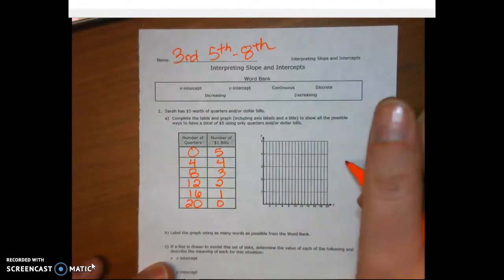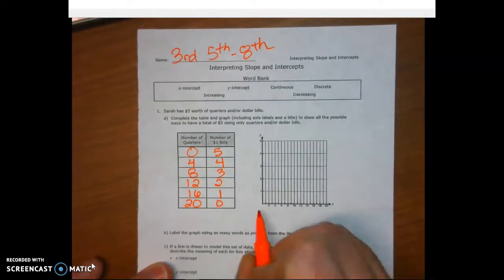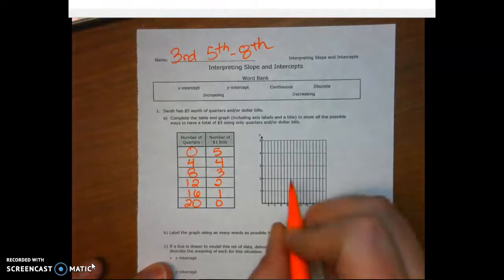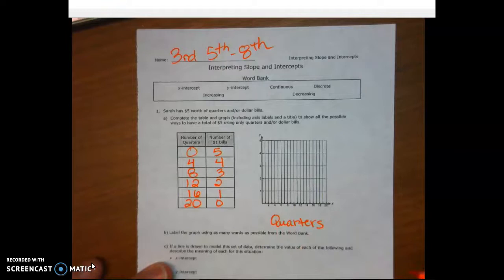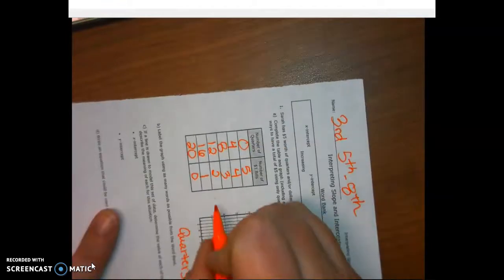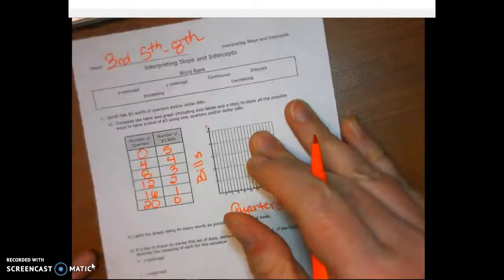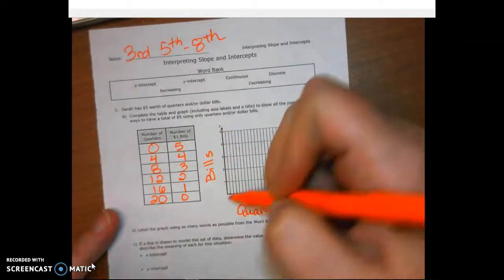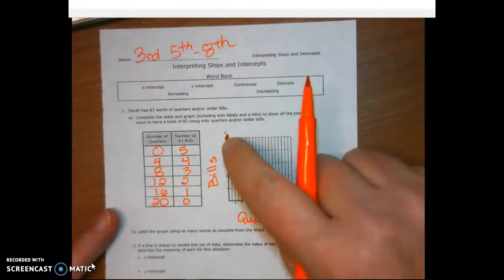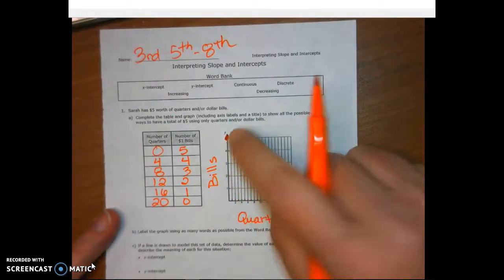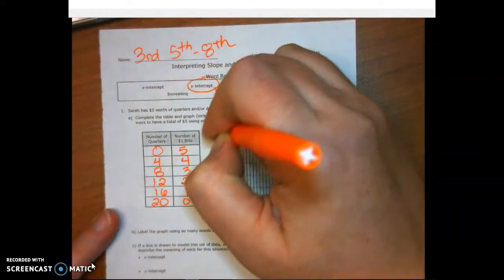Okay, so let's graph this now. Where do I put what? This one goes to 20, so I'm guessing quarters goes down here, and I'm going to put bills over here. Okay, so now I can graph. All right, 0, 5. Now what's so special about this 0, 5? This right here is this fancy word right here, y-intercept.